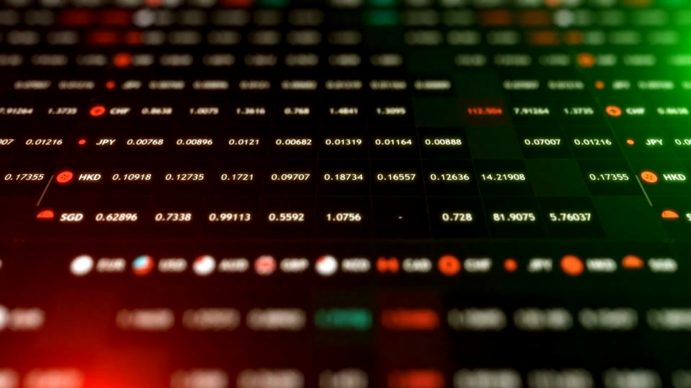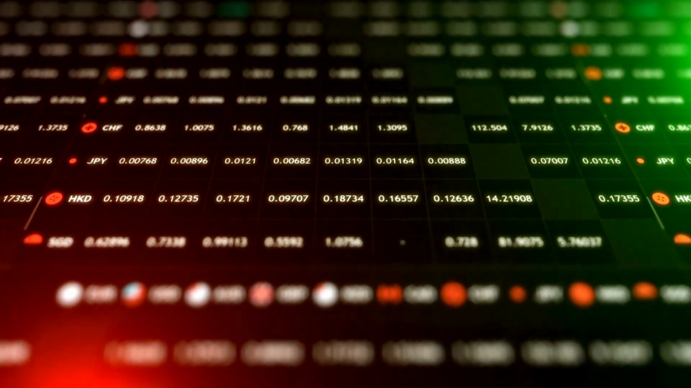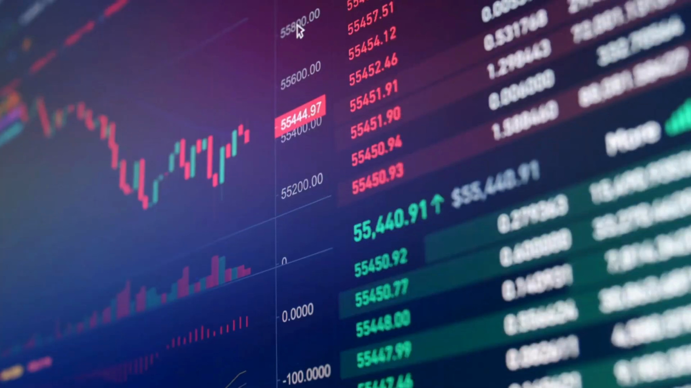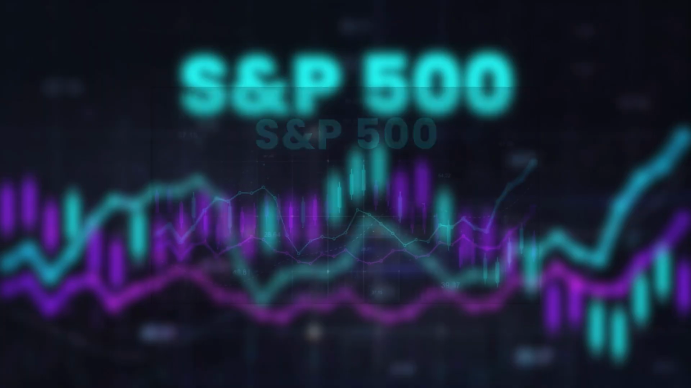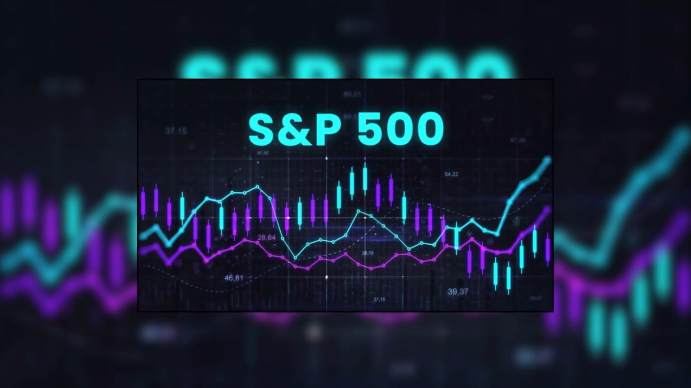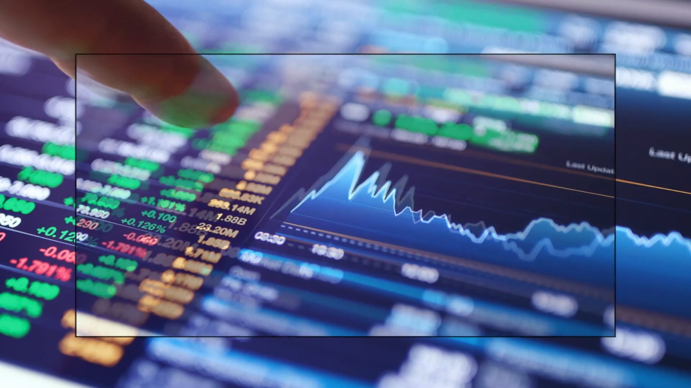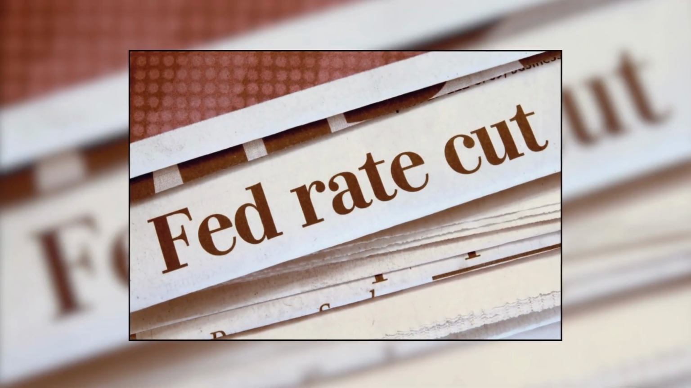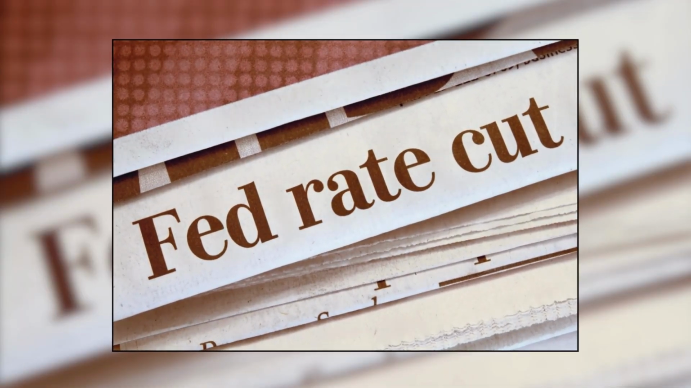The Fed started cutting rates in September 2007, but the markets didn't reach their bottom until March 2009, almost a year and a half later. During this time, major indices like the S&P 500 and the Dow Jones fell by more than 50%. A similar pattern occurred after the first rate cut in 2000.